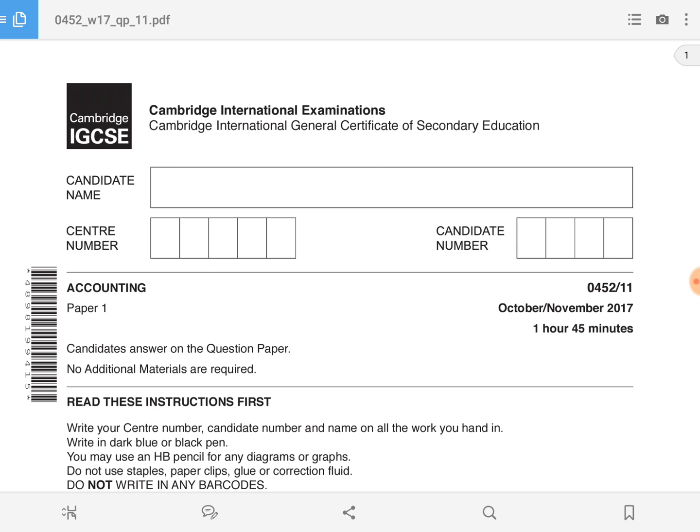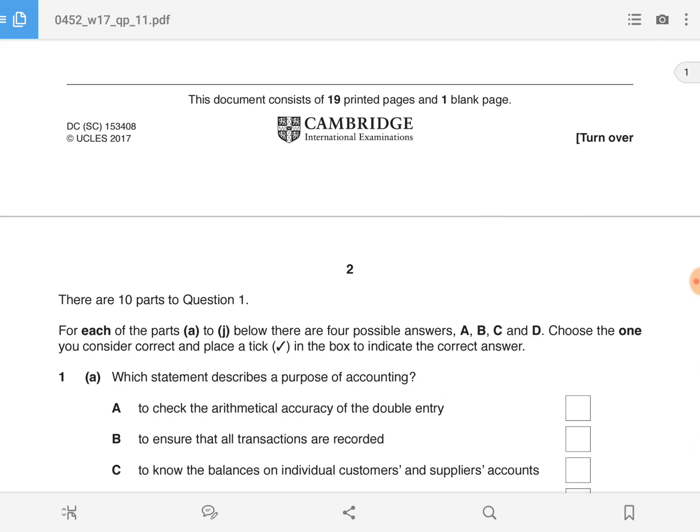Okay, today I'm going to discuss the accounting past paper, Paper 1, Paper 11, October-November 2017. Okay, let's start from number 1.